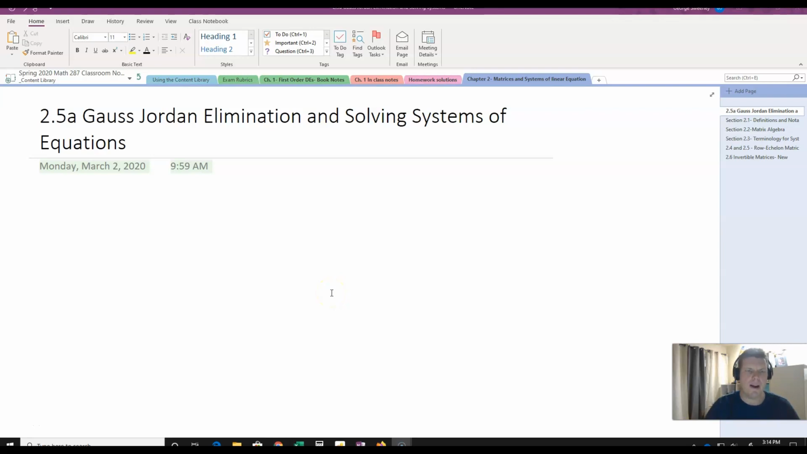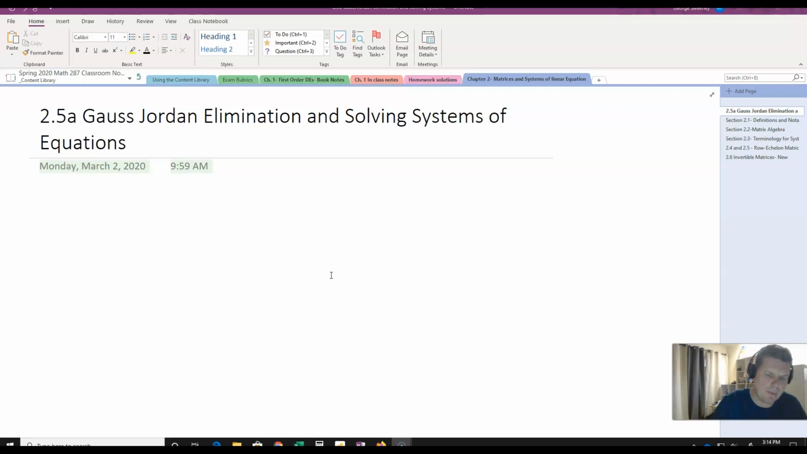Right, welcome to 2.5a, and this is Gauss-Jordan elimination and solving systems of equations. Where I'm going to start this set of videos is translating systems of equations into matrix equations and then eventually into augmented matrices. This is the first step that we need to do in order to be able to work with systems of equations using Gauss-Jordan elimination and matrices.